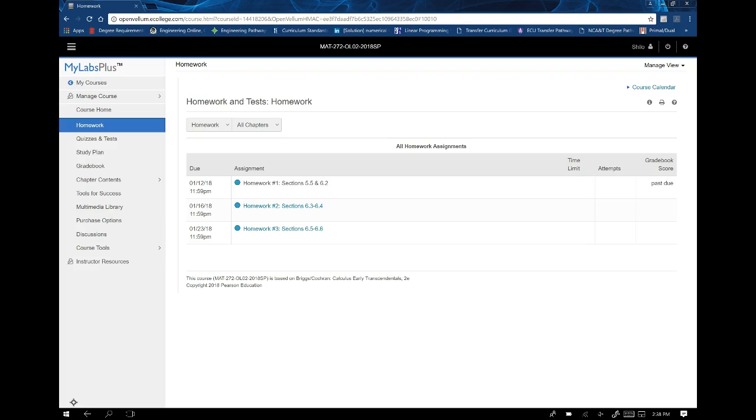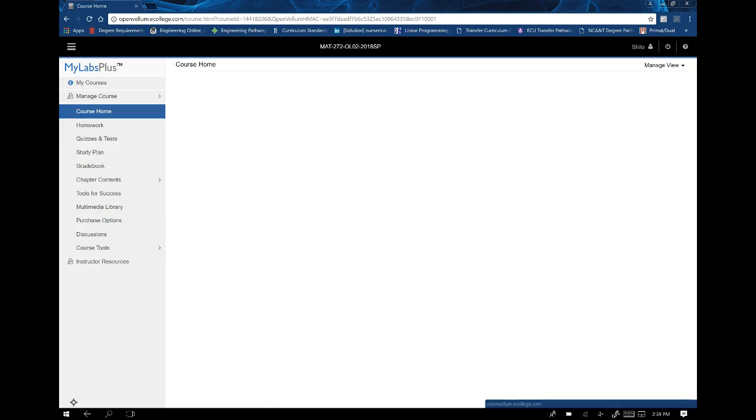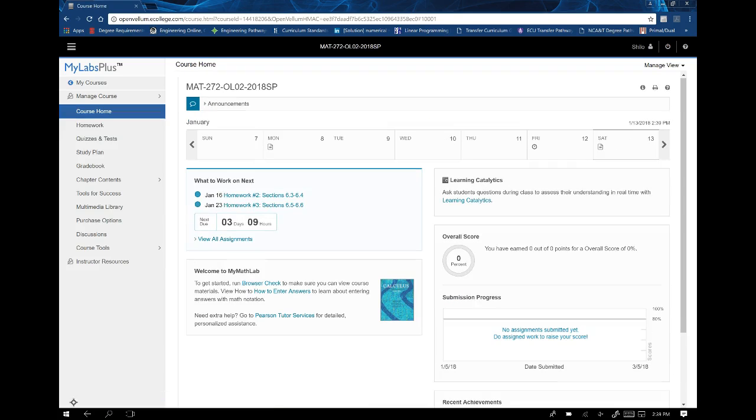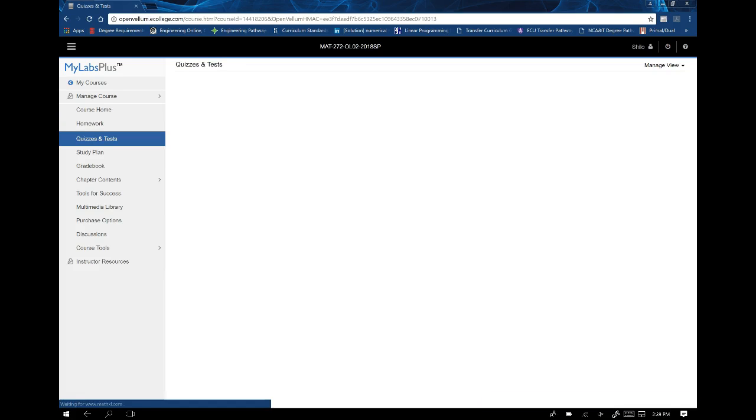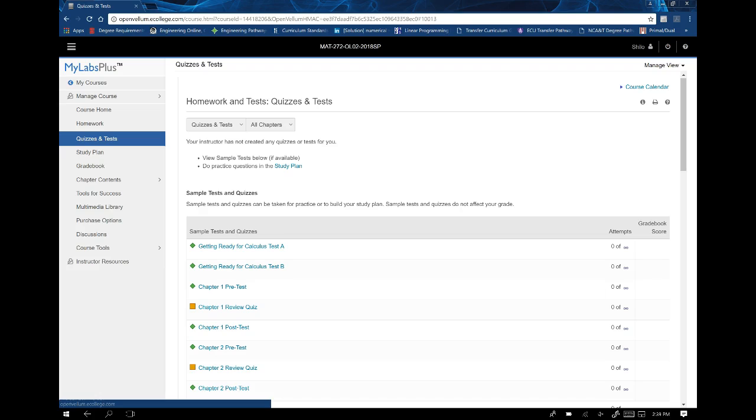You're also going to be taking your tests on MyLabsPlus. Those also, when they become available, will pop up in that what to work on next box. But again, if for some reason you think there should be a test available to work on and you don't see it there, you could always click on quizzes and tests. Now, be careful with this because there's a lot of stuff posted at the bottom and they just say sample tests and quizzes. Those are not the things that I have assigned.